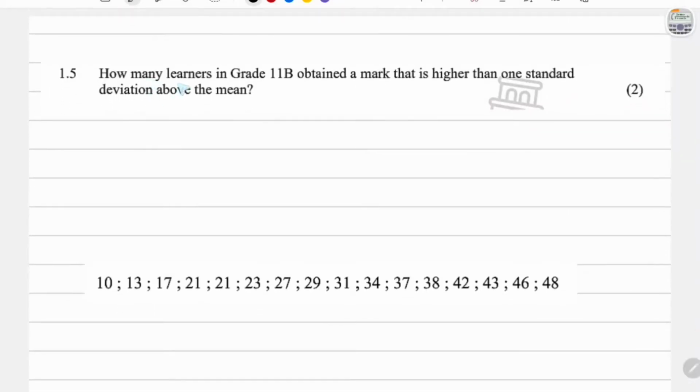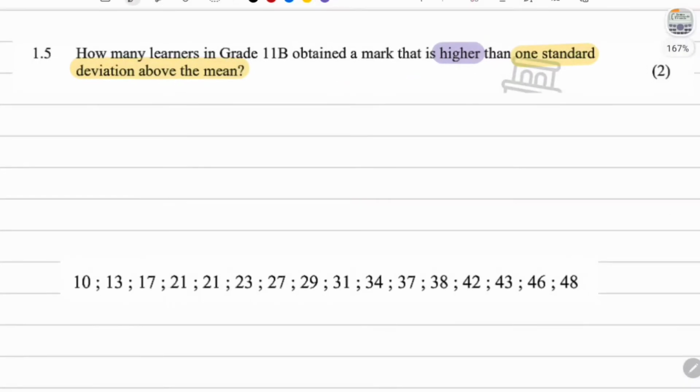1.5 says, how many learners in grade 11 obtained a mark that is higher than one standard deviation above the mean? Okay, so here is what they mean by that. So we have to break it down like this. We want to find out how many learners got a mark higher, right, than one standard deviation above the mean. So we'll talk about this higher soon. Let's understand what exactly one standard deviation above the mean is.